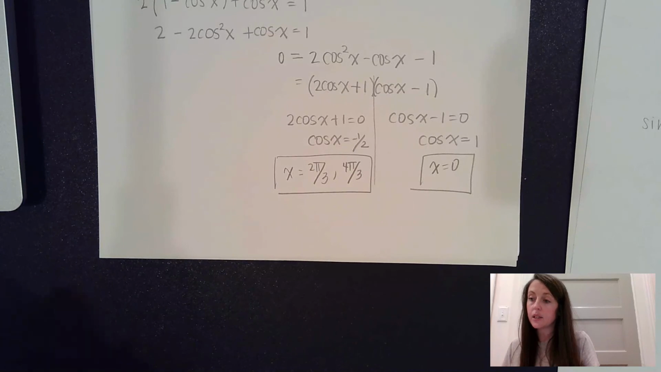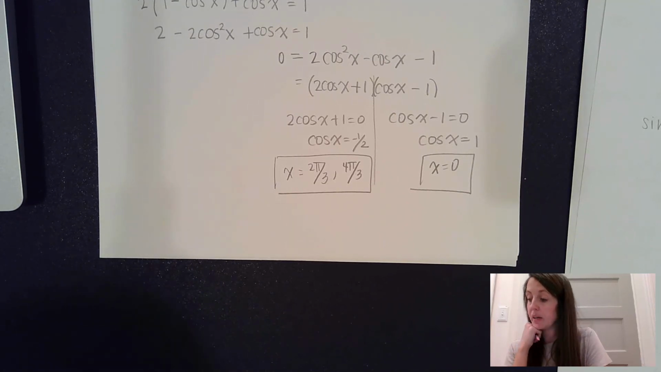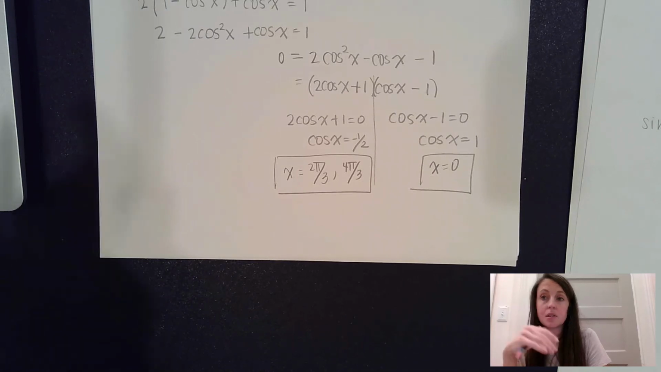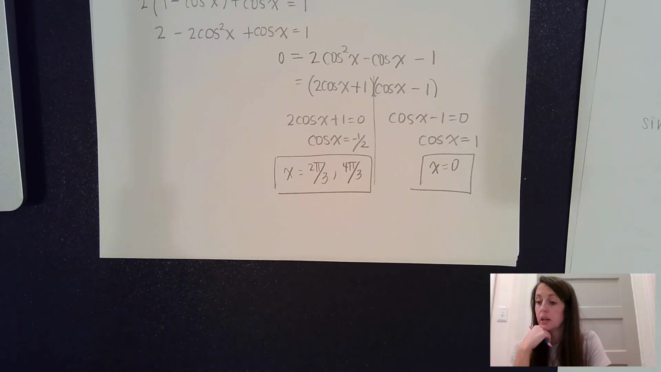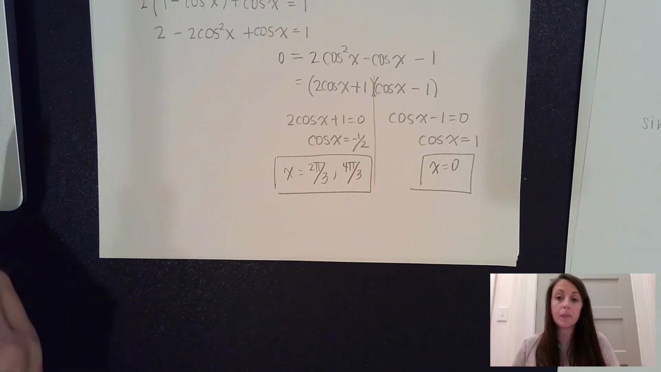Okay, so just simplifying some trig functions, using your double angles, your half angles to simplify, verifying identities, simplifying some identities, so just simplifying some functions down, and then solving some trig equations is everything that's going to be on your test. So if you have any questions about anything, let me know.